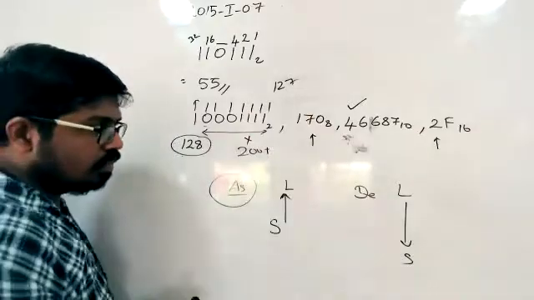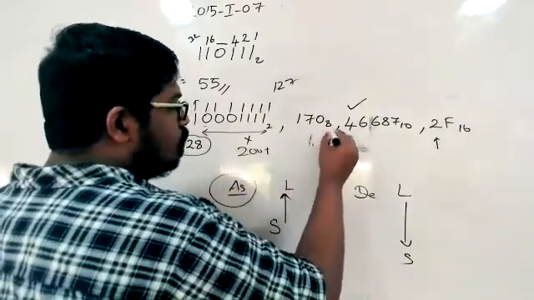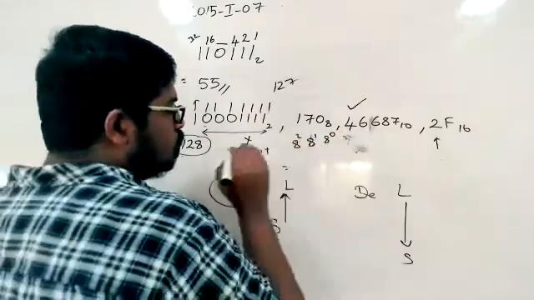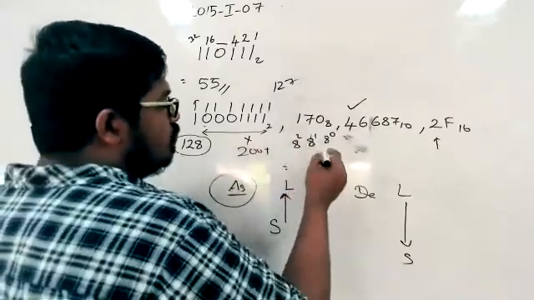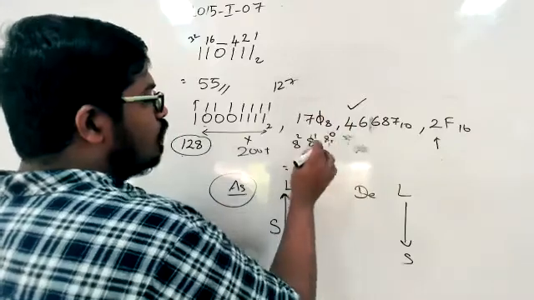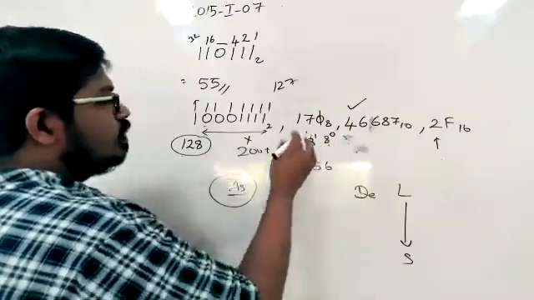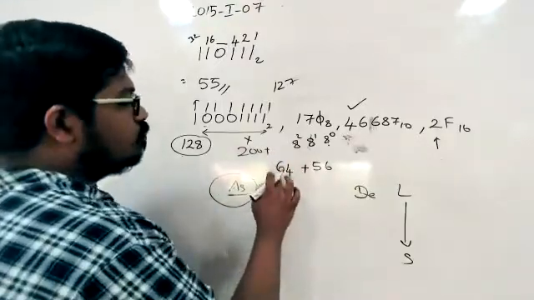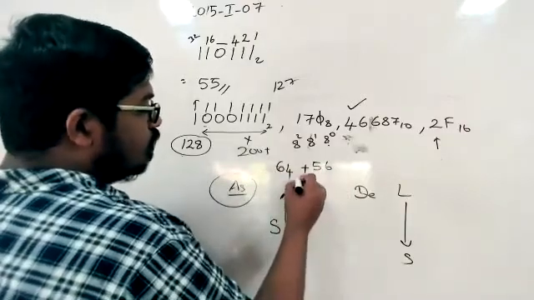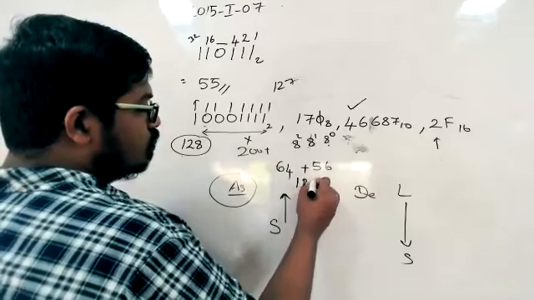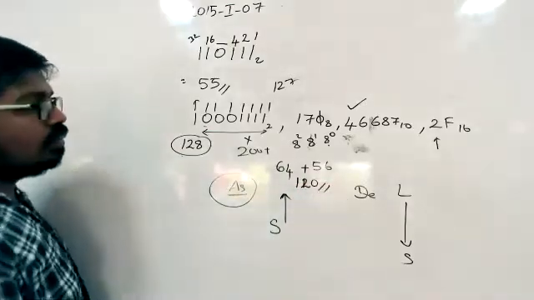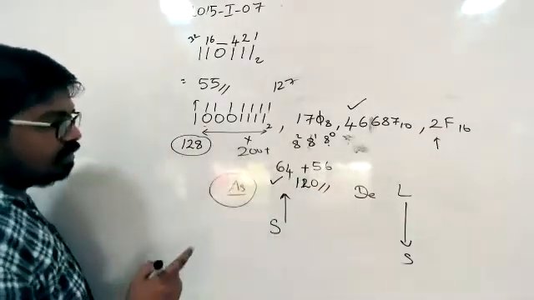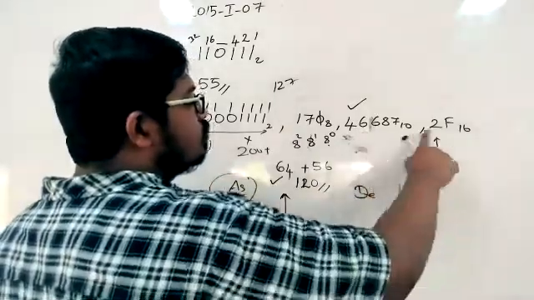170 base 8. So this is 8 to the power 0, this is 8 to the power 1, this is 8 to the power 2. So when you consider this conversion, you can remove this one. 8 into 7, 56. 64. Right? So altogether 64 plus 56, it will be 120. Right? So this is 120. This is 200 plus. This is 46,000 only.